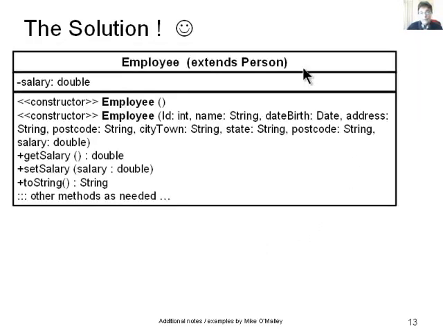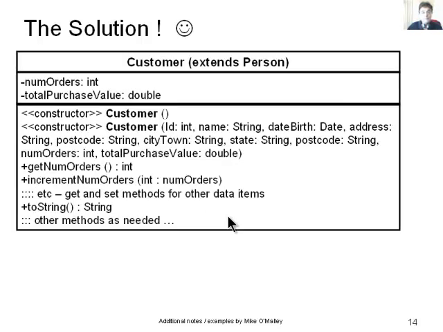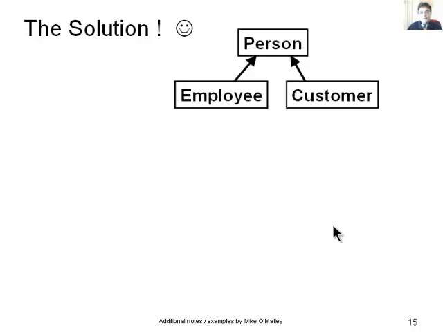And then we'd have an employee class that extends person, and that would have a salary data item, and then suitable constructors, accessor methods, mutator methods, and toString, and any other methods we might need. And then we'd have a customer class that extends person, and that would have the customer data, number of orders, the total purchase value, suitable constructors, the accessor method, the mutator method, anything else we might need, the toString method, and so on. So that's what we end up with: employee, customer, and any other people we might be thinking of, and they are inherited back to the person class, or extend the person class.